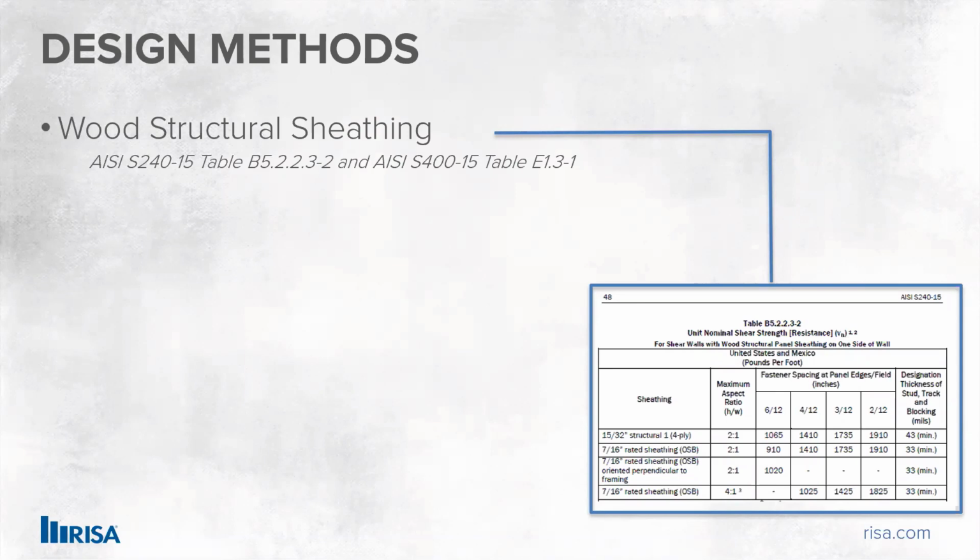The other restriction is that you have a certain designated thickness of stud, track, or blocking as well. So if you want to use a 15/30 sheathing, you have to use a 43 mil thickness. If you try to use a 33, it's not going to work. If you try to use an aspect ratio that exceeds that maximum, it's not going to work.